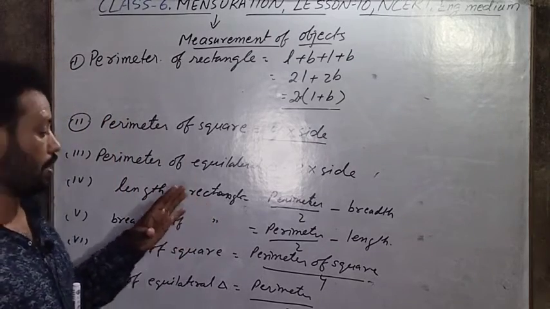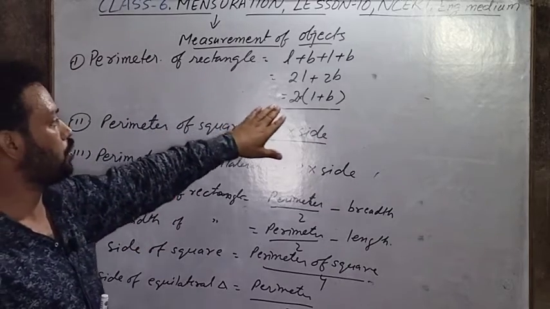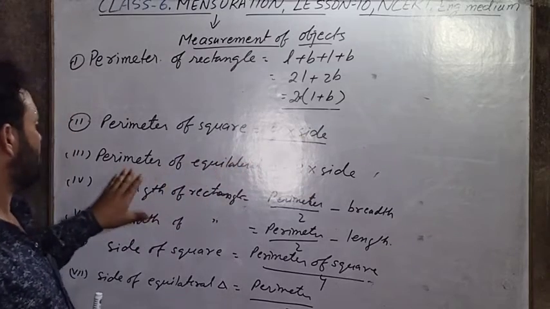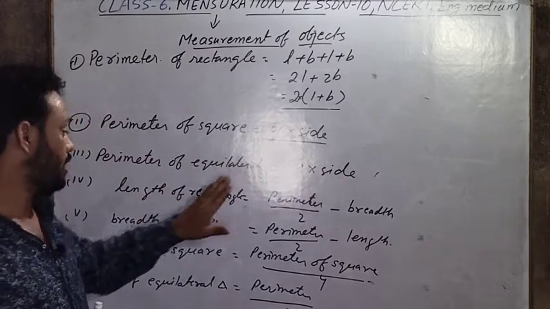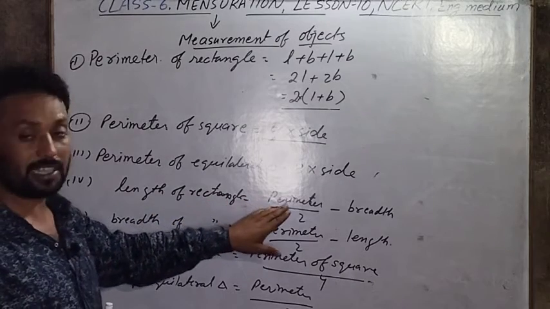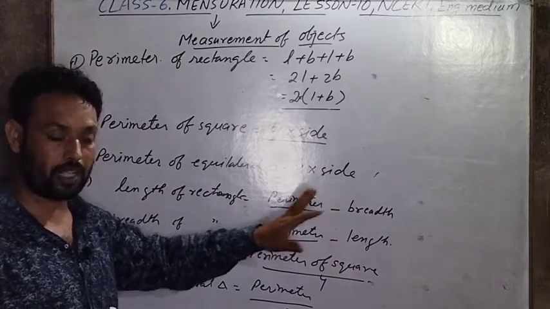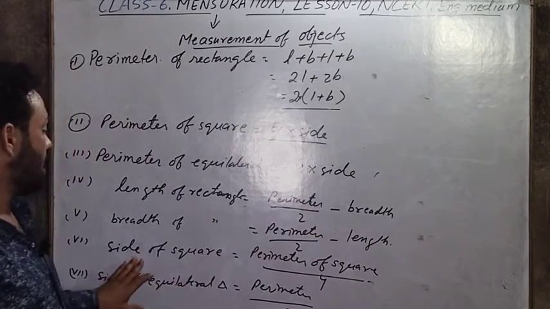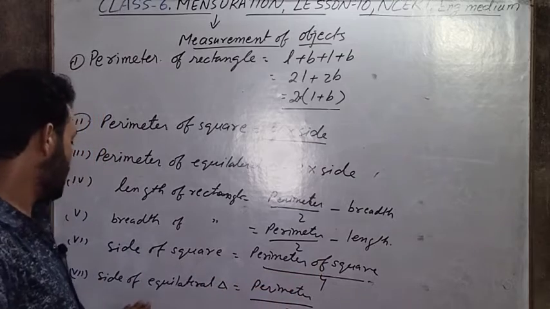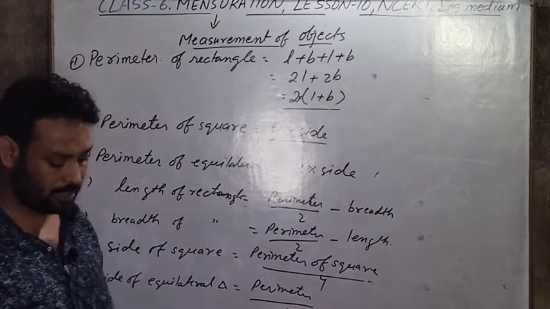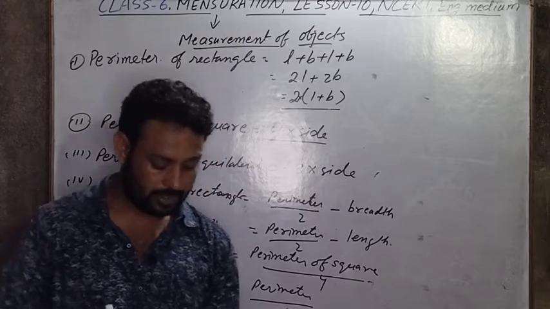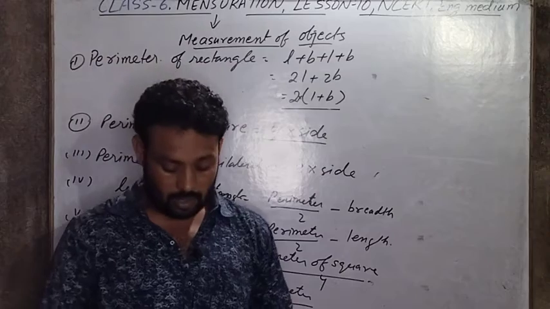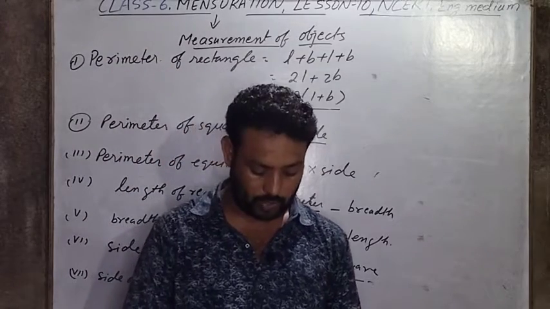Once again I will explain all the formulas. Perimeter of rectangle, that is 2 into L plus B. Second is perimeter of square, 4 into side. Third one, perimeter of equilateral triangle, 3 into side. Length of rectangle, if perimeter is given, then perimeter by 2 minus breadth. Breadth of rectangle, perimeter by 2 minus length. Then side of square, perimeter of square by 4. Side of equilateral triangle is perimeter by 3. These 7 formulas are very important for doing exercise 10.1.